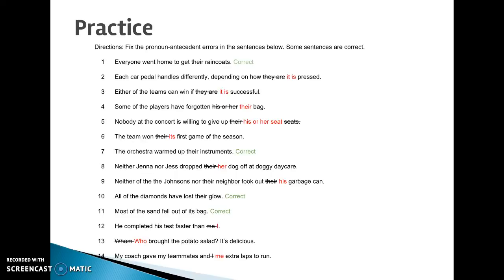Who brought the potato salad? Who is the subject pronoun. It's doing the action of the sentence, so we need the subject. Another trick is to answer it. Oh, he did, or she did, or they did. So I'm using the subject to answer it. I should use the subject to ask it.